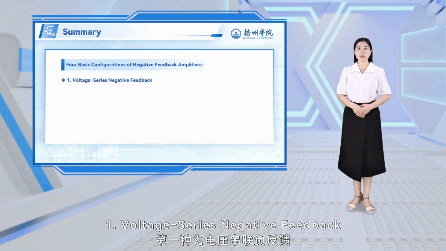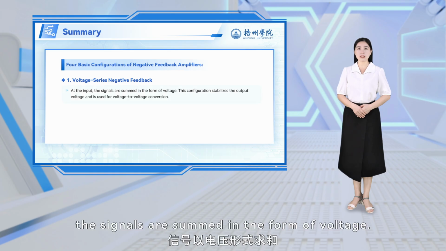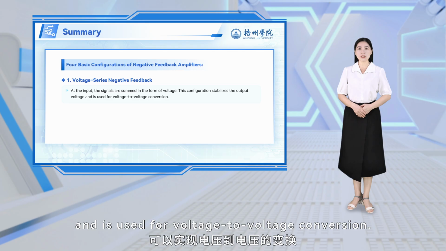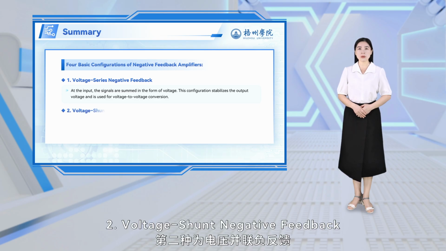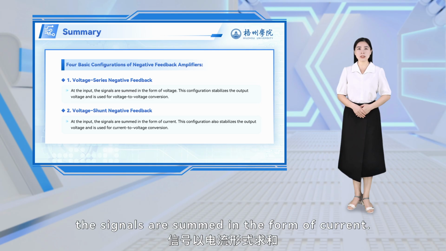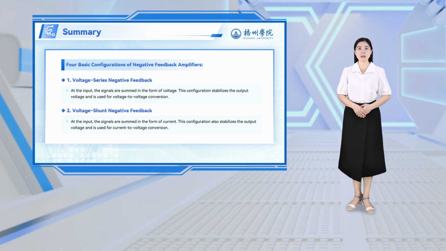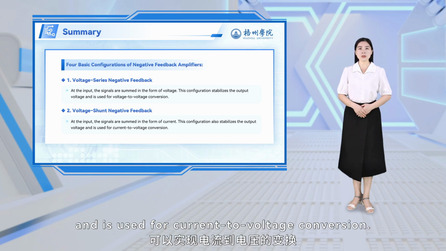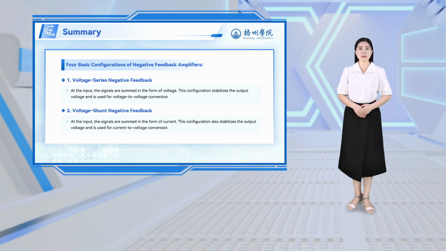1. Voltage series negative feedback. At the input, the signals are summed in the form of voltage. This configuration stabilizes the output voltage and is used for voltage-to-voltage conversion. 2. Voltage shunt negative feedback. At the input, the signals are summed in the form of current. This configuration also stabilizes the output voltage and is used for current-to-voltage conversion.